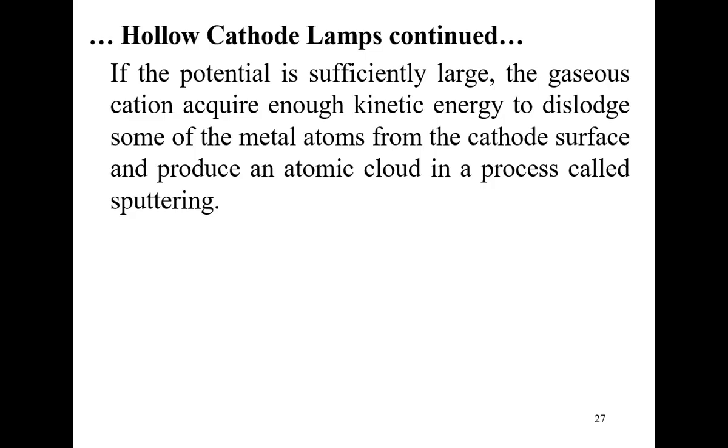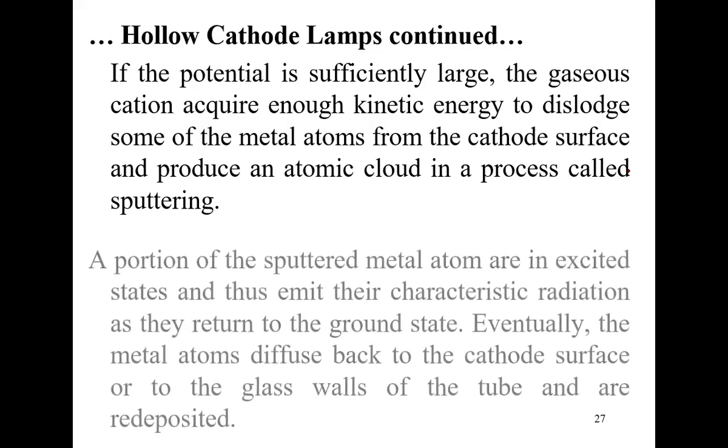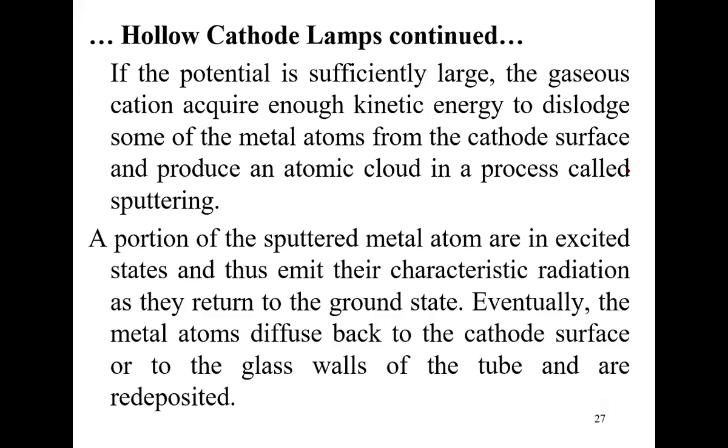Where will those metal atoms go? Remember, it is cathode and anode, right? They would go to the anode. And so some of the metal atoms from the cathode surface produce an atomic cloud. That's what we call sputtering. And a portion of the sputtered metal atoms are then in excited states, and therefore they will emit their characteristic radiation.